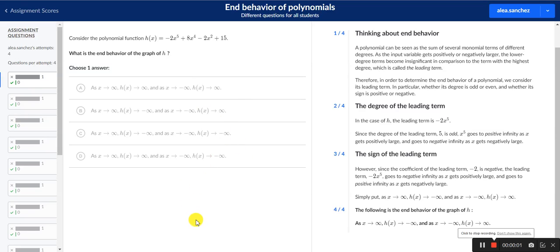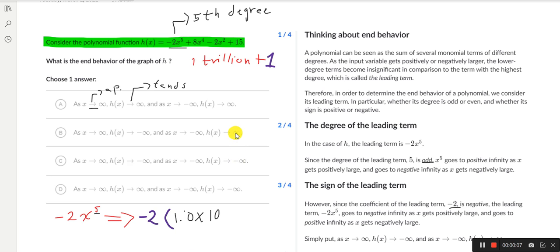Hello guys, in this video we are going to take some of these problems and try to resolve them. First, I would like to start with this problem that we have here. This problem tells me, consider the polynomial function h of x equals minus 2x to the power of 5 plus 8x to the power of 4 minus 2x squared plus 15.